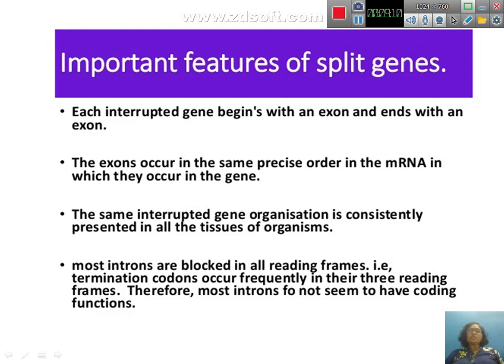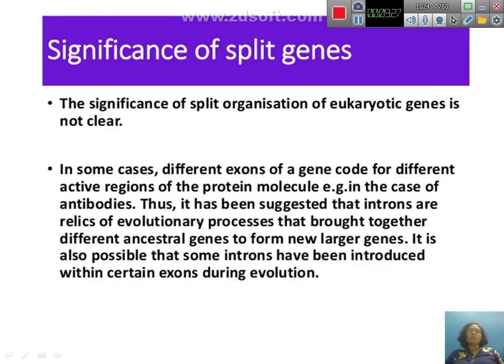Now, most introns are blocked in all reading frames because termination codons occur frequently in their three reading frames, and therefore most introns do not seem to have coding functions. Because of this, they do not have a coding function. Now we will see the significance of split genes.